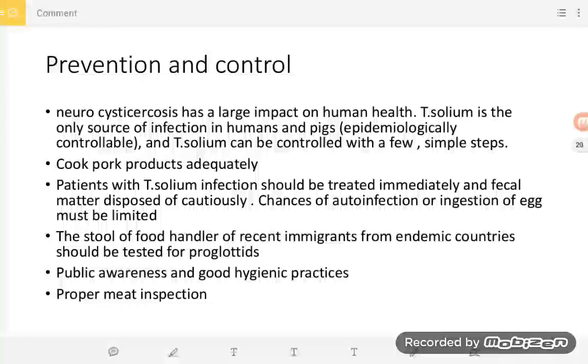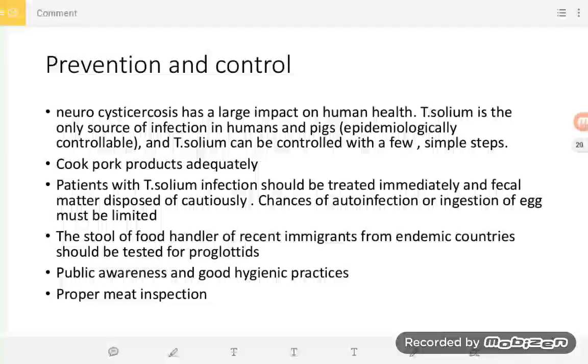So we have to cook at a high temperature, then only will the internal part of the pork meat destroy the larval stage. The patient with Taenia solium infection should be treated immediately and fecal matter disposed of cautiously.